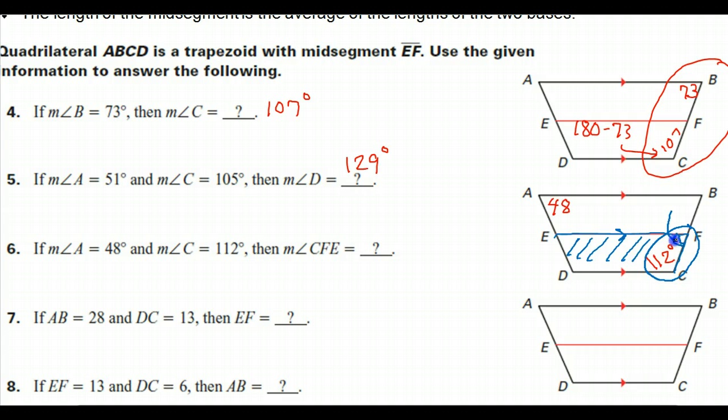So if I want to find this angle right here, I will just do 180 minus 112. Again, the 48 just really doesn't have anything to do with it. So it's just there to make sure you're paying attention. So 180 minus 112, that is 68. Okay, so this angle is 68 degrees right here.